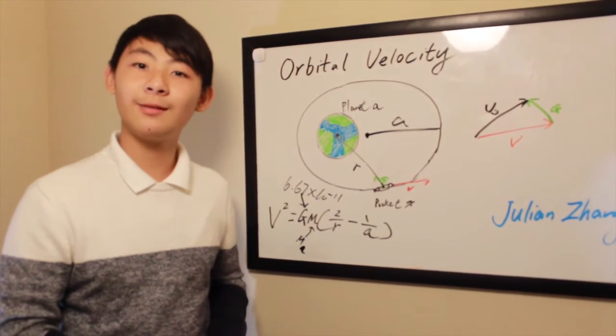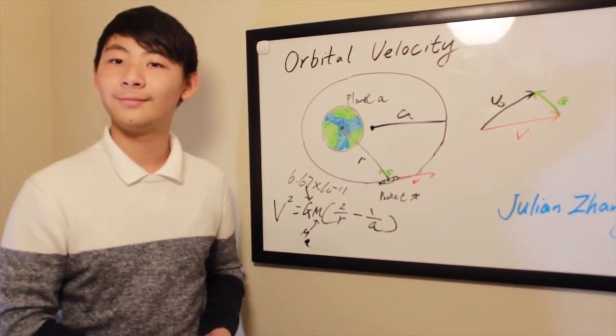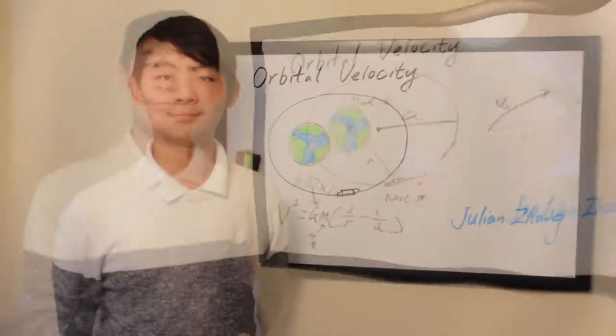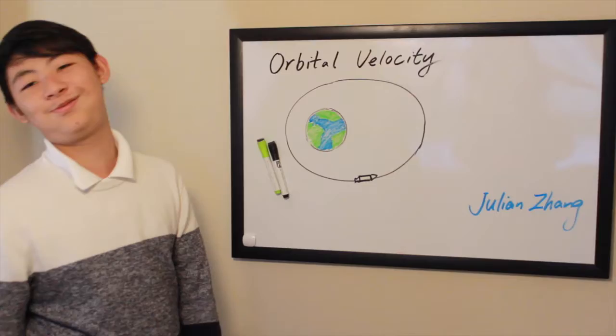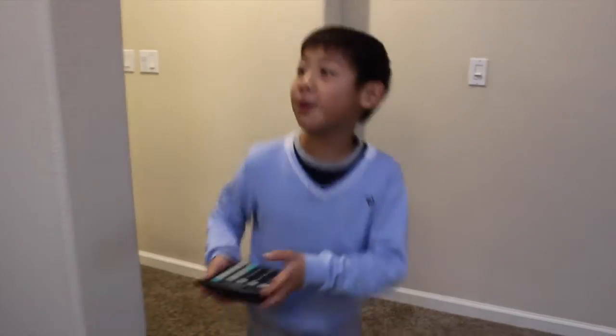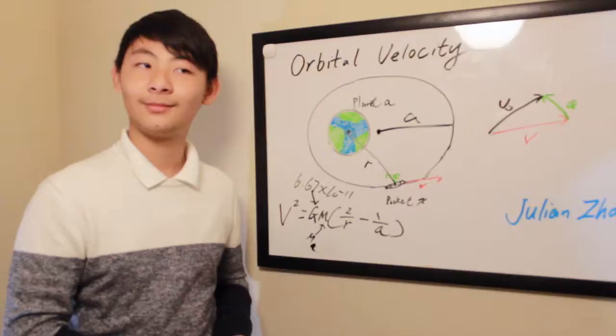So, do you understand, Mom? Well, check with your brother first. Action. So, Julian, we already have a calculator.